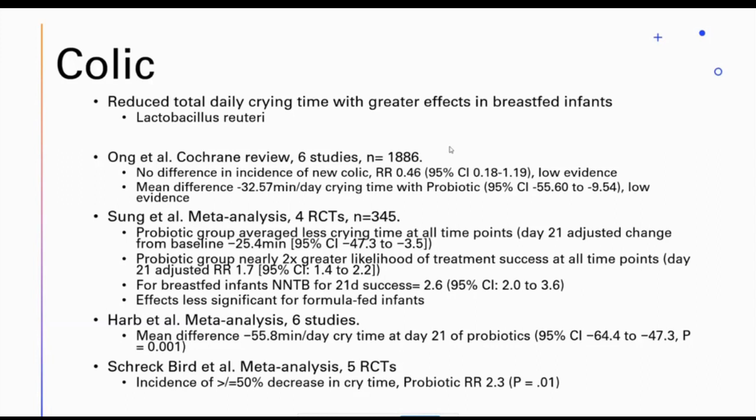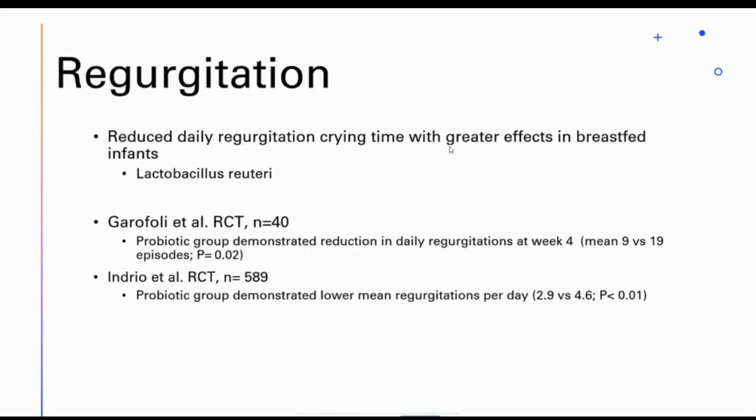For breastfed infants, the number needed to treat for benefit at 21 days, having success at 21 days, was 2.6. And that's, again, a pretty good number for number needed to treat. The effects, as we said earlier, were less significant for formula-fed infants. For the sake of time, we'll skip over those last ones. We've gone in the order of better evidence to lower evidence, except to mention that Harb et al. did show probably the most significant time difference of negative 55.8 minutes for probiotic babies at day 21.